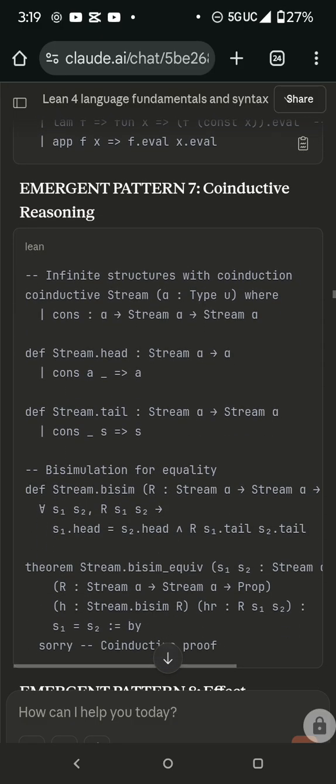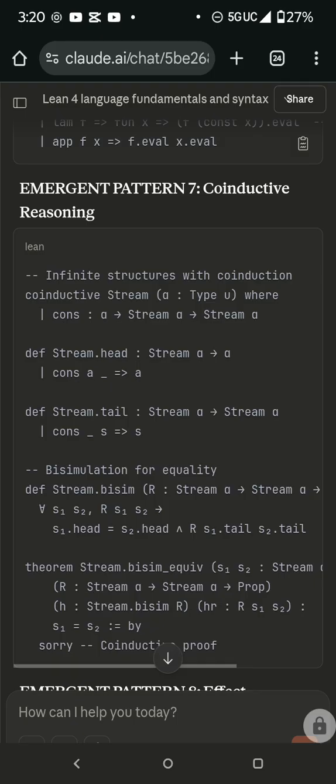Next, emergent pattern number 7, co-inductive reasoning. I've wondered if there are other reasoning angles, reasoning lines, and meta lines that still have validity that enable new or different ways to correctly reason into correct proofs and conclusions that aren't so standard. It gives us, well, infinite structures with co-induction.